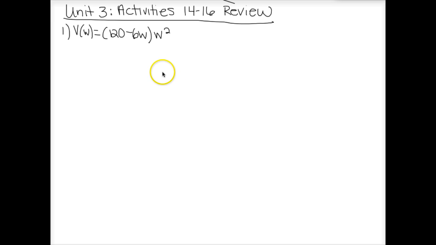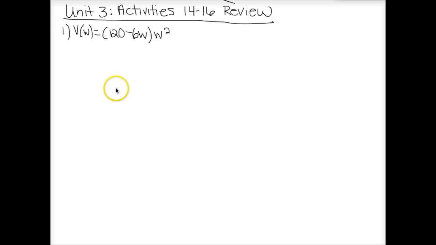Now remember that the background on this situation is this is representing the volume of a box, of a rectangular prism. So this is like what we did in 14.1 where we made a t-chart of different values for the width and then used those to find the volume. So you can certainly do that here if you want to pick values for the width.